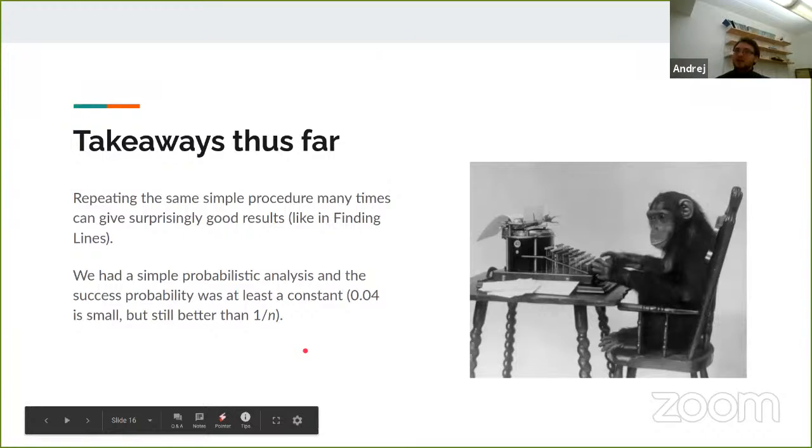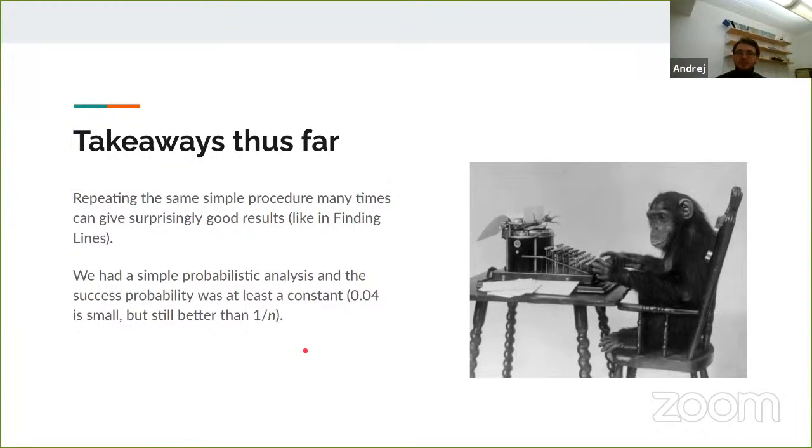So let's think of the takeaways thus far. There are some similarities between the solutions of the previous two problems. In essence, it's about doing a simple procedure many, many times and seeing if any of the runs produced a solution or found something. So this can give us a surprisingly good result, as we've just seen. So it was just pick a value from an array and hope you get lucky. If you got unlucky, not a problem. Just repeat it several times. And 15 was already quite good.